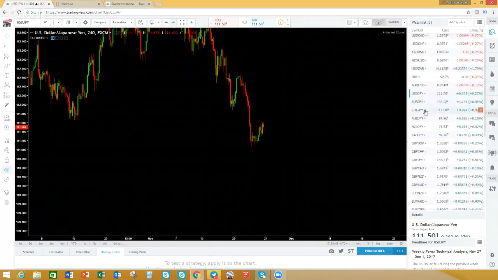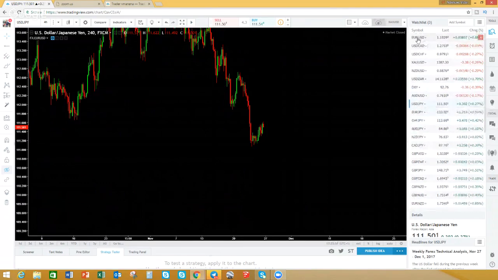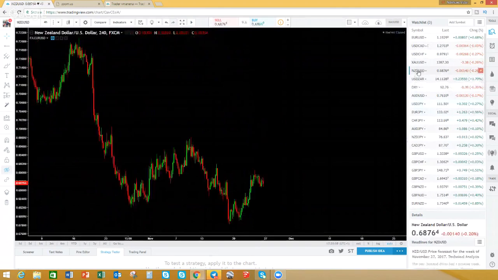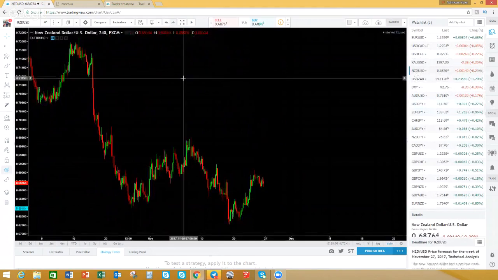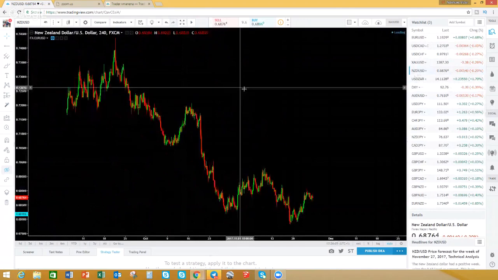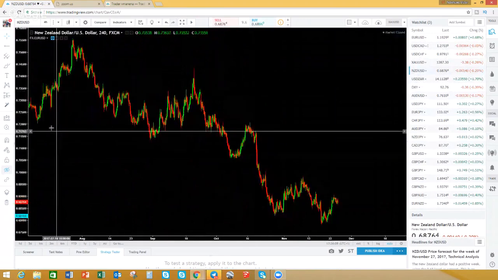let's look at which other one was posted. Let me just go through them in a straight line now. So we've done Euro US dollar. Let's just do all the US dollar pairs now. So let's look at New Zealand US dollar. Okay, I also posted on this one on TradingView as well.